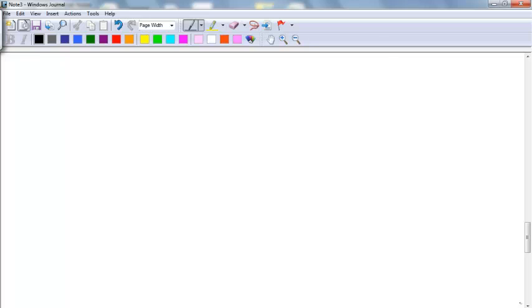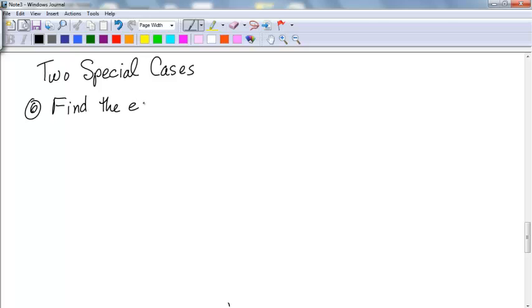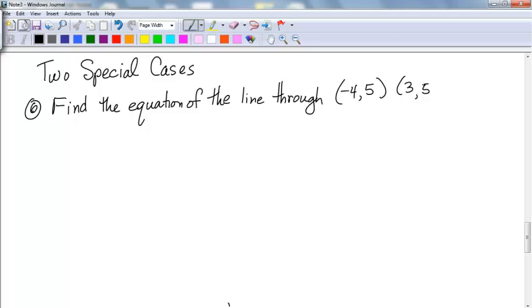Two special cases. We've already talked about these a little bit when we did slope. If they ask you to find the equation of the line through -4, 5 and 3, 5. Anytime you look at the ordered pairs and the x's are the same or the y's are the same, then you know you're in a special case.